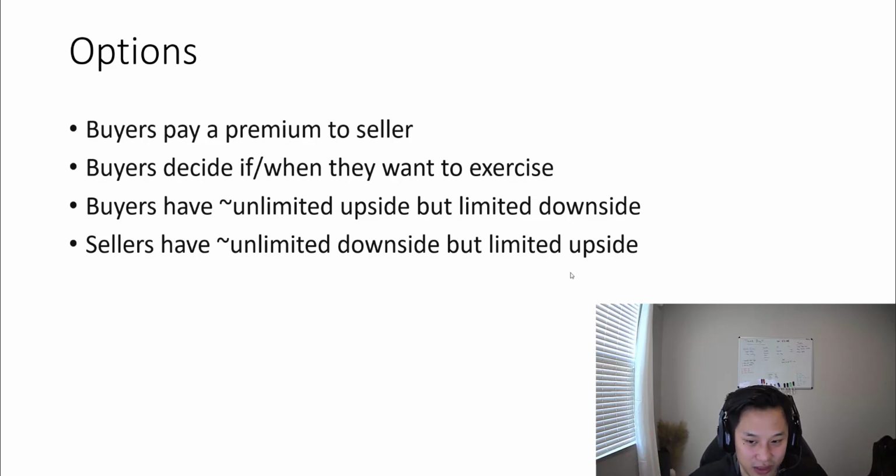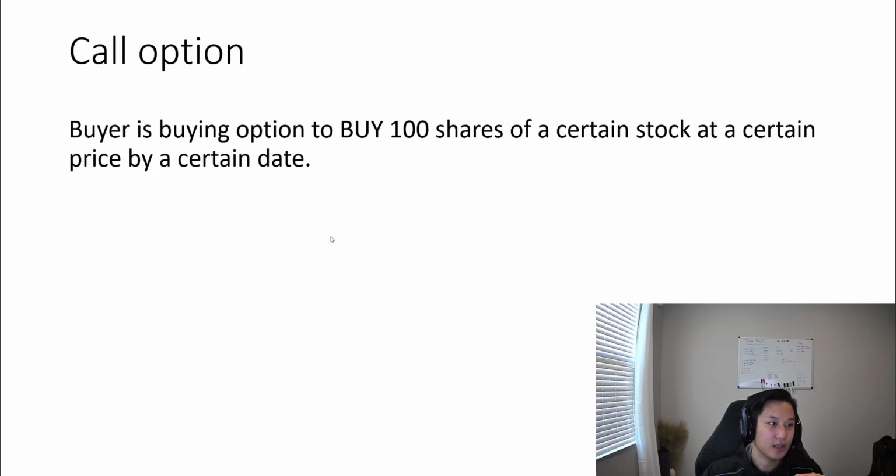Obviously, it could be limited because the stock price only goes to zero, but that's beside the point. So keep this in mind. Buyers pay the premium, but they also decide when to exercise. Okay, so what are the two types of options?